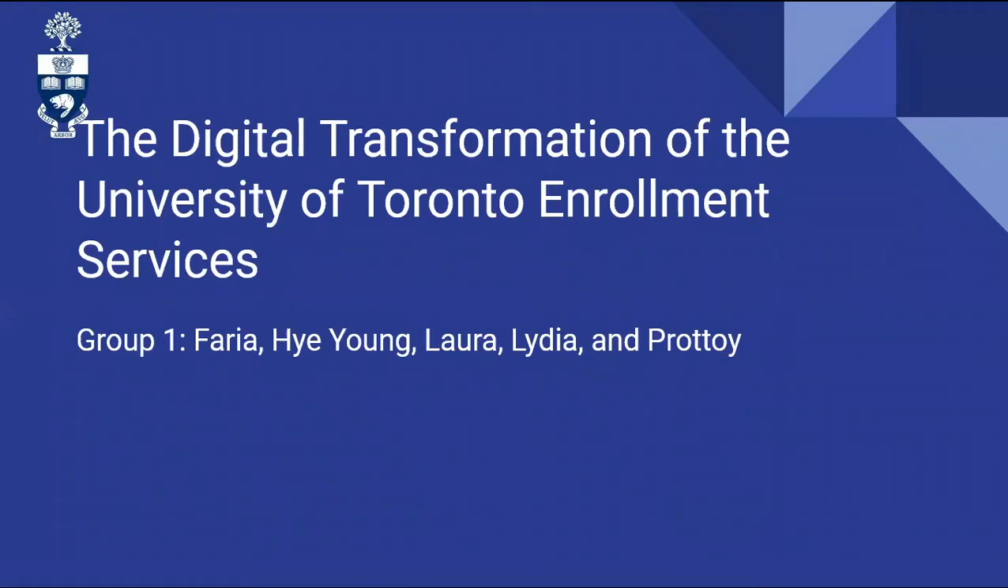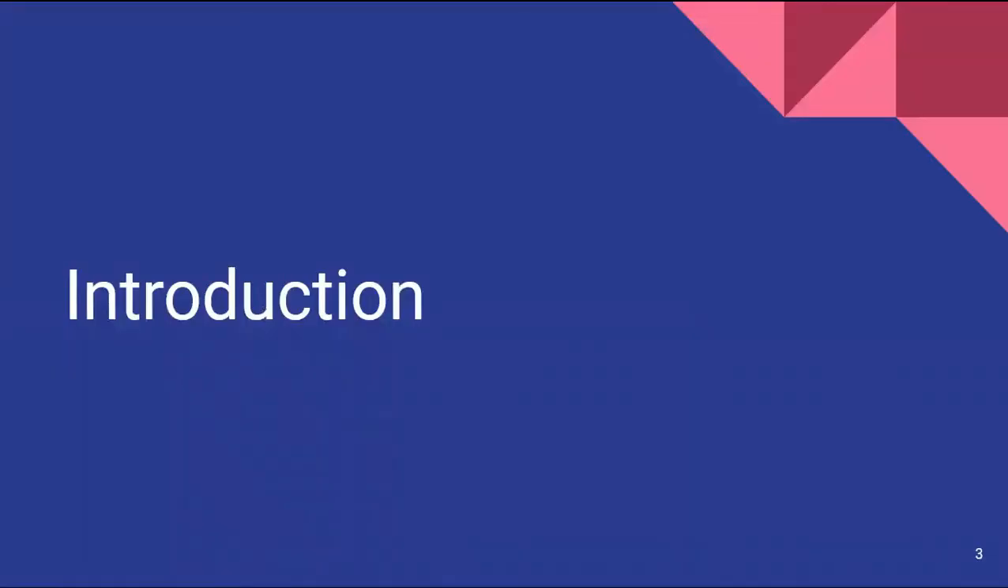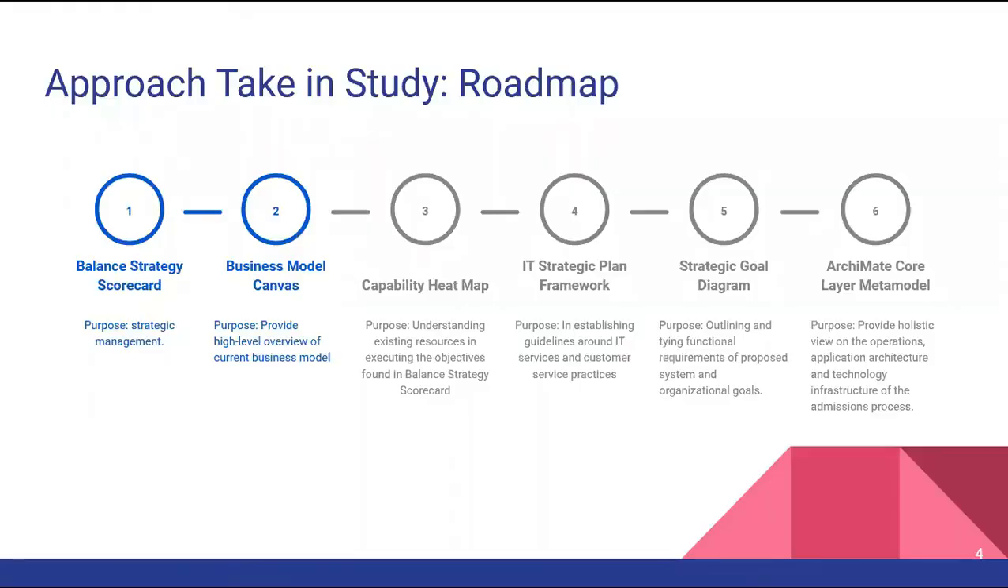And we're going to be talking about the digital transformation of University of Toronto Enrollment Services. Now, moving on to the agenda for tonight, we will be going through the introduction of the approaches that we have taken for studies. We will be going through the business context and environment, the organizational architecture, and the methods of transforming the business and organizational architectures and information architecture, and finally making our way to the application and systems architecture and alignment.